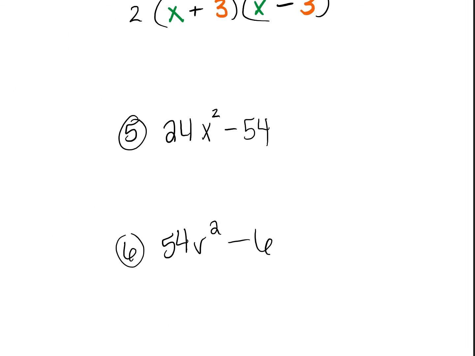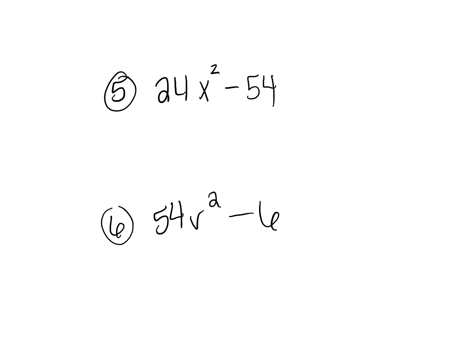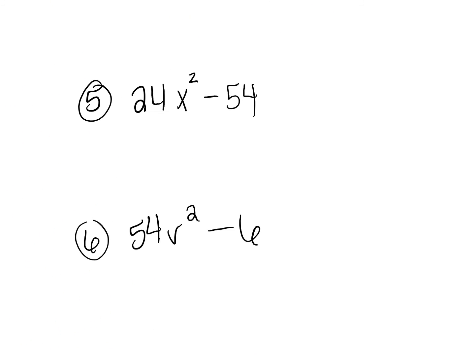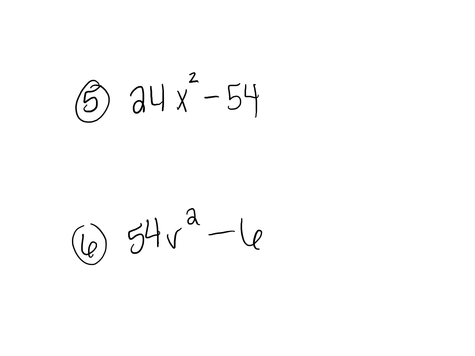Alright, and then 5 and 6. So honor students, you will have one on your test where you have to take out a greatest common factor like this. If you are not in honors, you only really need to know how to do these first 4. Okay? Still good to know how to do them regardless, but those aren't going to come up on your test. So 24 and 54, both divisible by 6, leaving you with 4x squared minus 9. And then you factor this as a difference of squares, so that becomes 2x, 3, and 3.